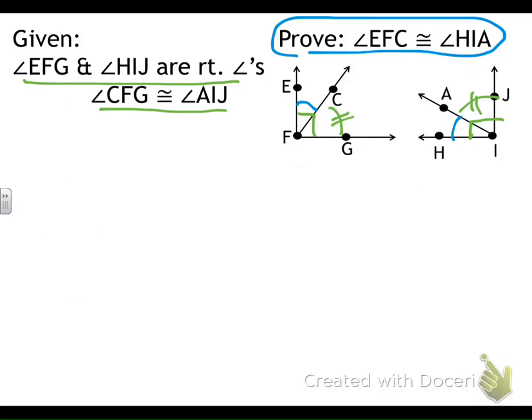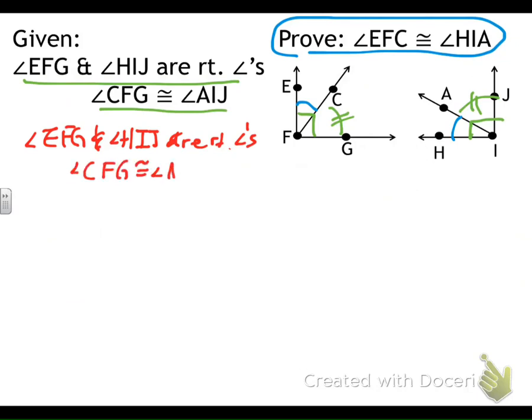Right? So let me rewrite from the beginning, and I'll use a different color. Here we go. Angle EFG and angle HIJ are right angles. Sorry, the writing's messy. Angle CFG congruent to angle AIJ. So that's going to be given. That'll be your first reason.